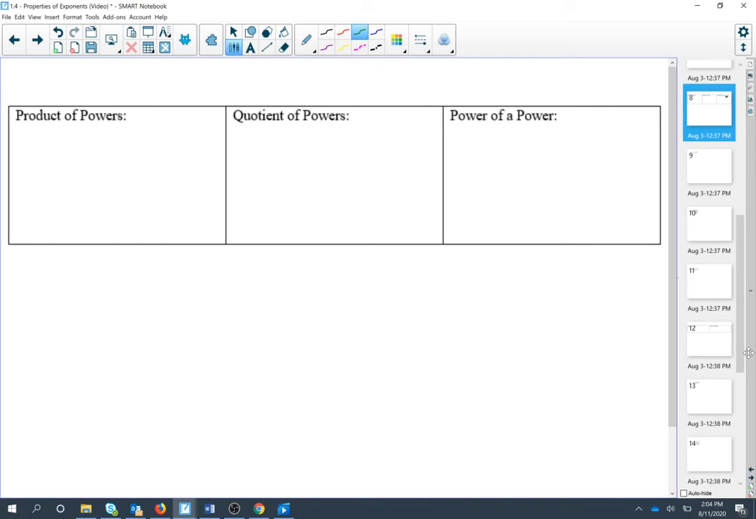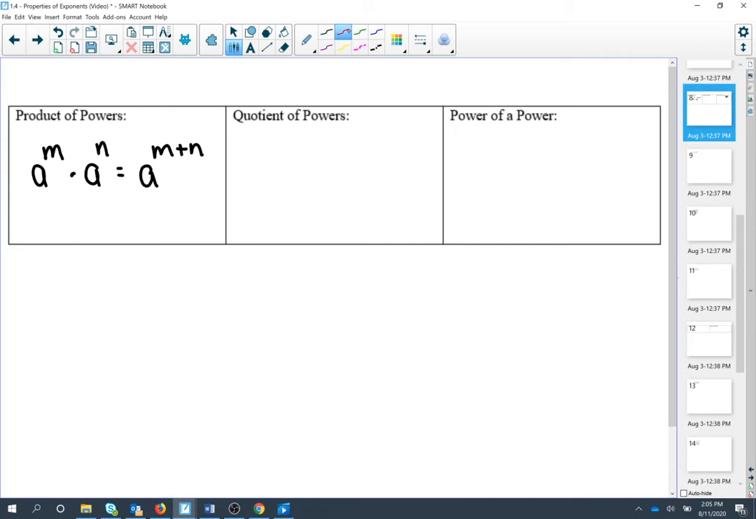Okay, everyone, moving on to our next three properties of exponents. We have product of powers. So product of powers looks like this. If I have a to the m times a to the n, notice that I have the same base. So if I'm multiplying with the same base, then that's going to be a to the m plus n.